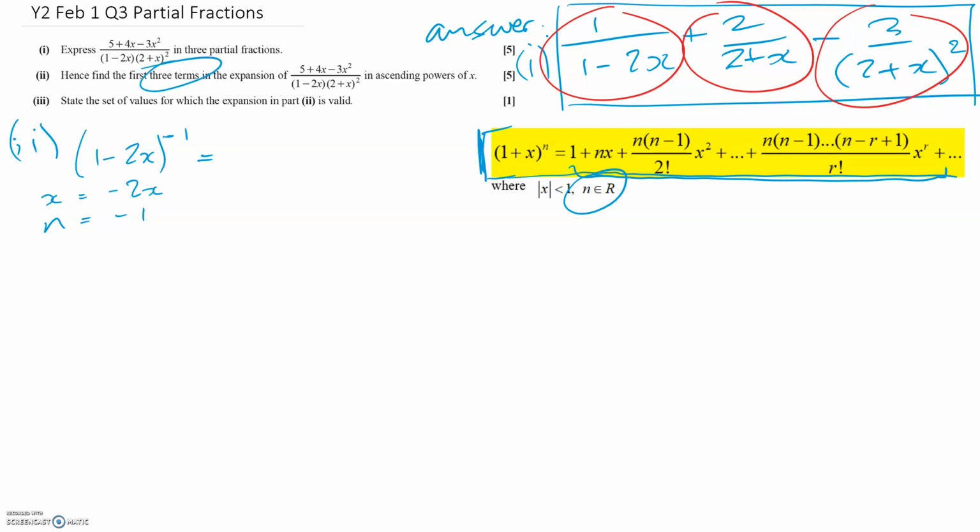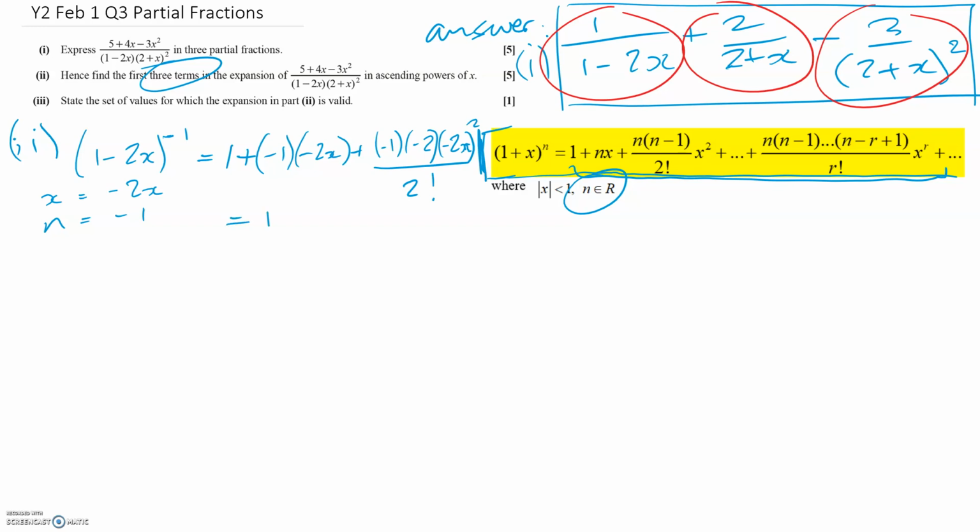So the first term is obviously going to be 1. The second term is minus 1 times by minus 2x. And the third term is minus 1 times minus 2, and then minus 2x all squared, and that's over 2 factorial. And we don't need any more terms.